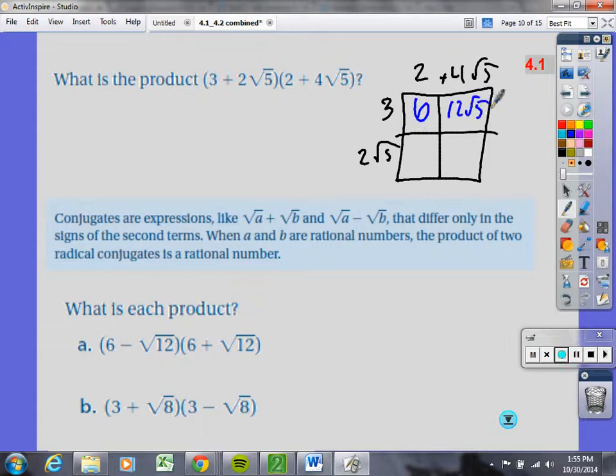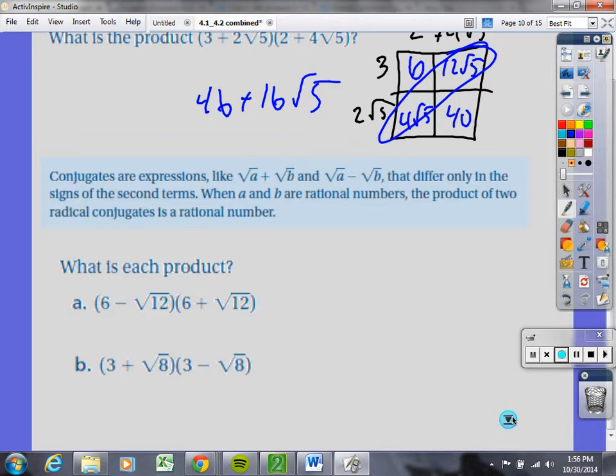12 root 5. 4 root 5. 40. How do we get 40 though? Most people have a hard time seeing the 40. Because it's 4 times the 2, and then what's root 5 times root 5? 5, so that's where the 40 came from. So notice I get 46 plus 16 root 5. What do we know about conjugates, ladies and gentlemen?